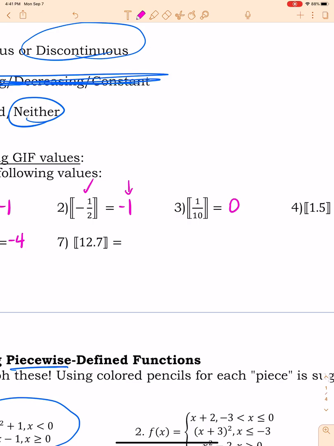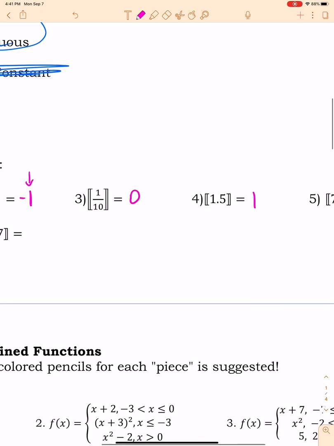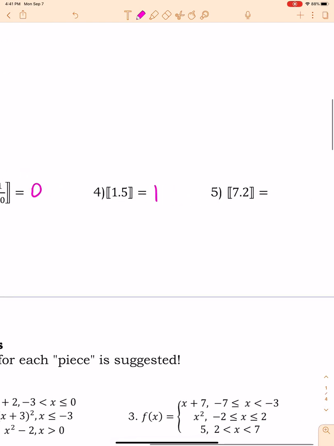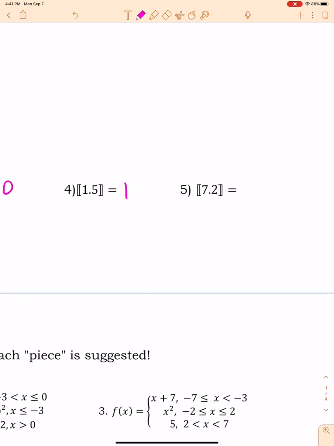For instance, number 2, -1/2. Well, what is the number right below -1/2? -1. There's your answer. If my number is 1/10, well, that's between 0 and 1. So what's the whole number right below that? 0. 1.5, what's the whole number right below that? 1. 7.2, I skipped this one. 7.2, what's the number right below that? It's 7. So that would be my answer.